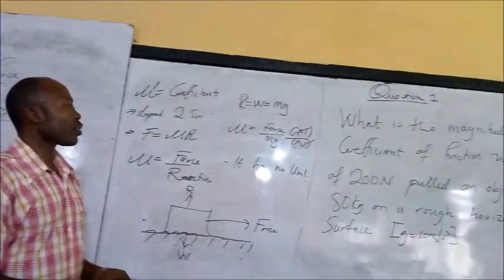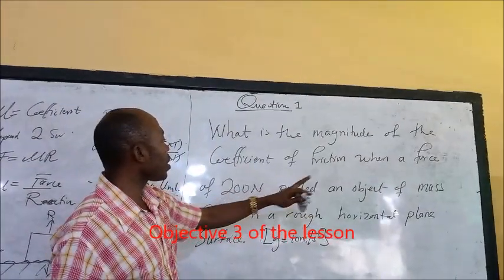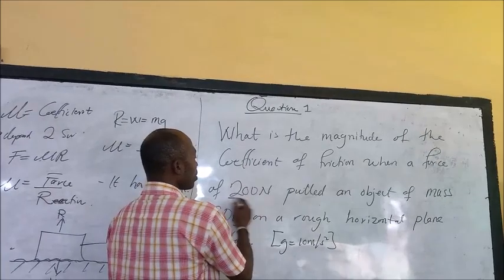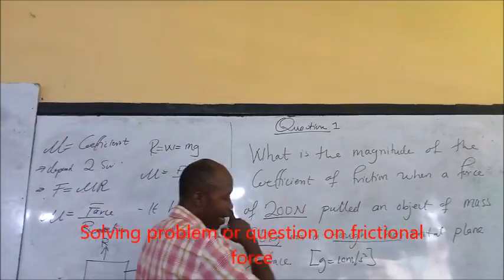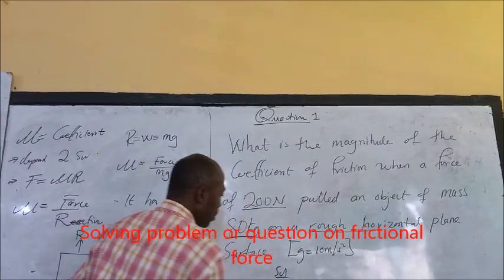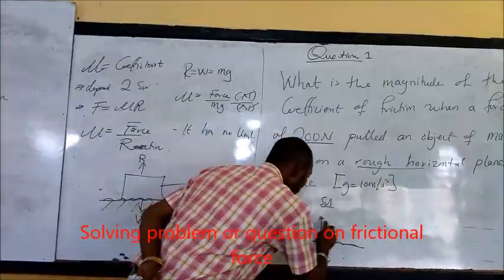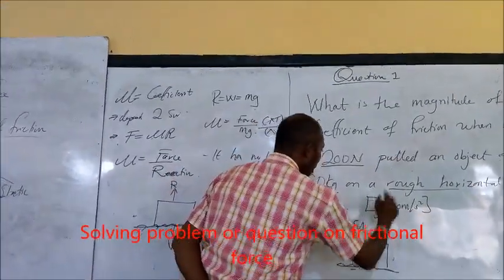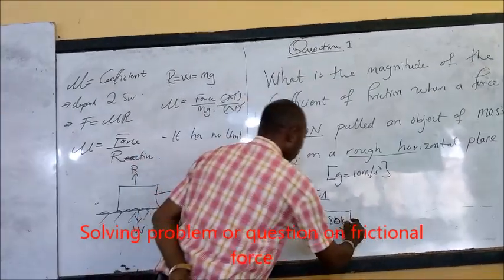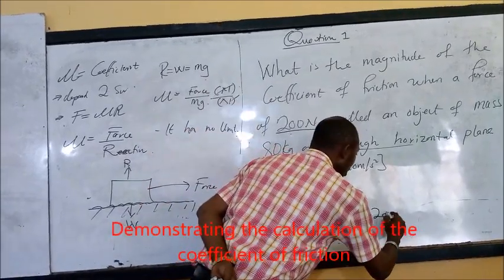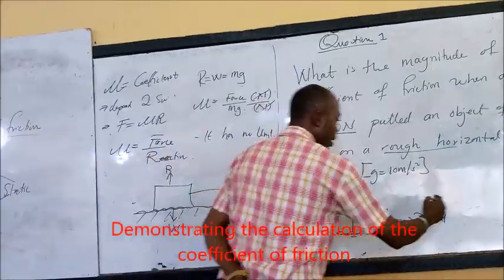Let's solve some questions regarding this. What is the magnitude of the coefficient of friction when a force of 200 newtons pulls an object of mass 80 kilograms on a rough horizontal surface? Now, imagine the surface is a rough surface. The mass of the object is 80 kilograms, and a force of 200 newtons pulls against it. What is the coefficient of friction here?